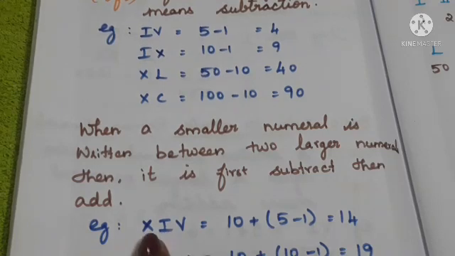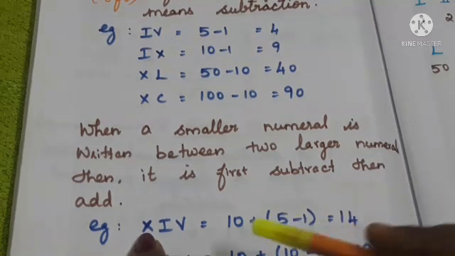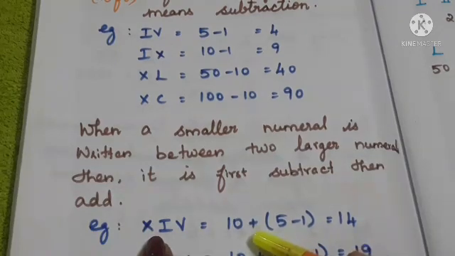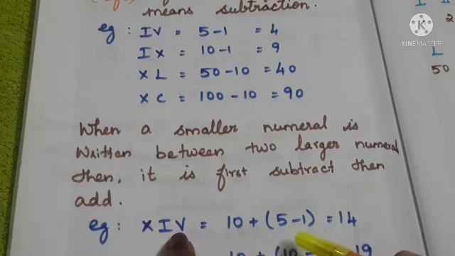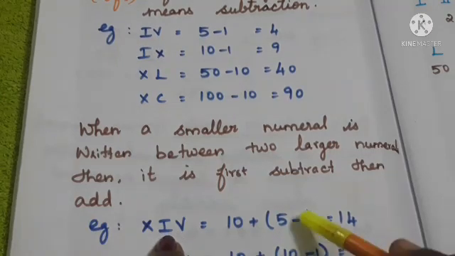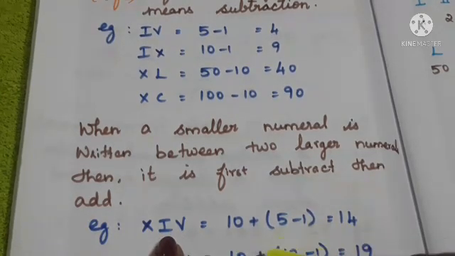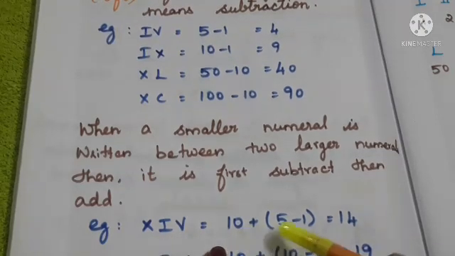So first we write the X, that means 10. Put the plus symbol. Then inside the bracket, first you have to write the larger number, that is 5 minus 1. Then close the bracket. So what will you get? Yes, 10 plus (5 minus 1).